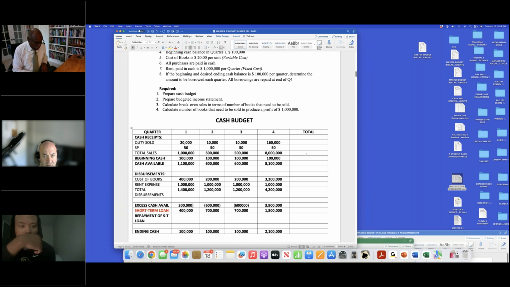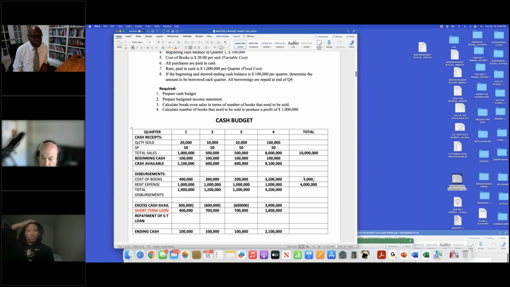See, this is how we're going to look at the end of the year. Our total sales are going to be 10 million. Our total costs are going to be what? We add up all of these numbers. The rent's 4 million. That would be 4 million. And the cost of the books, it's 4 million, because that's 4.